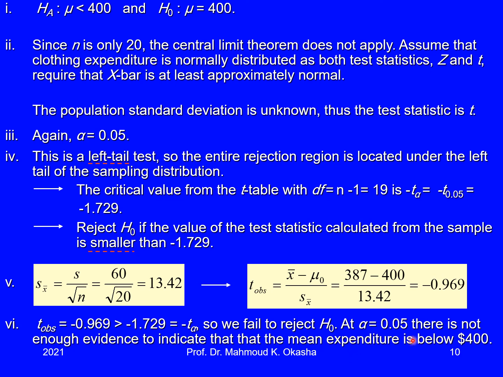So in this case, we fail to reject H naught because it's not in the rejection region. At the 5% significance level, there is not enough evidence to conclude that the mean expenditure is below $400. So we do not have enough evidence to conclude that the mean expenditure is below $400.